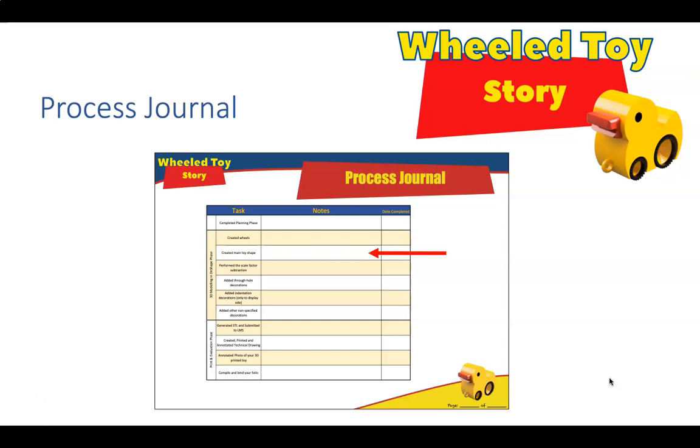It's now time to update your process journal. So you're going to need to pull out that piece of paper, and in the created main toy shape section, you're going to have to write some notes about how that went, any improvements you think you could have made but couldn't because you couldn't figure out how to do it, that sort of thing. And then you put the date you completed it, and then you're ready to go on to the next bit.